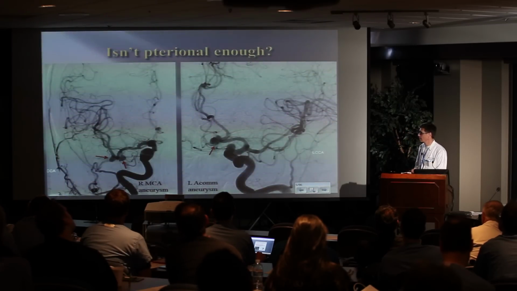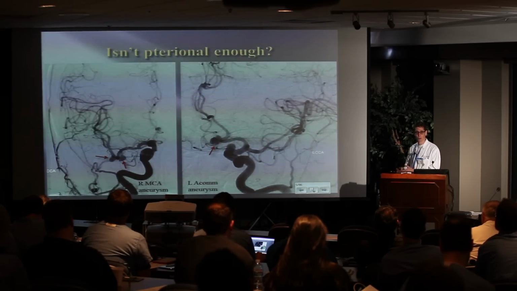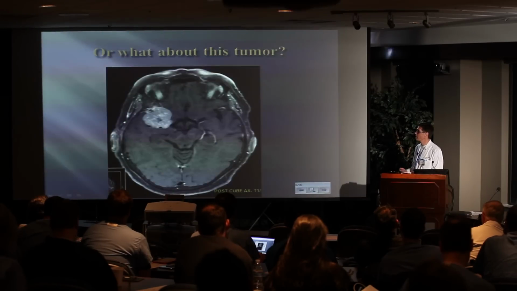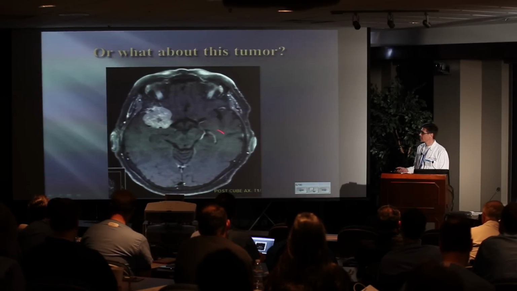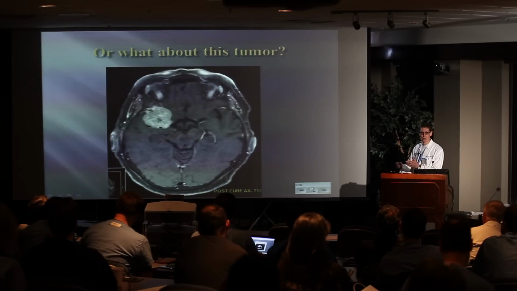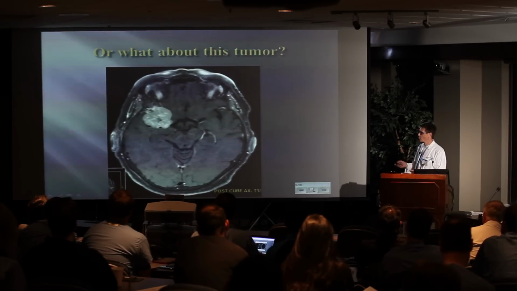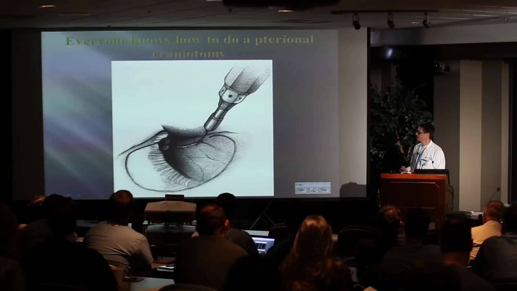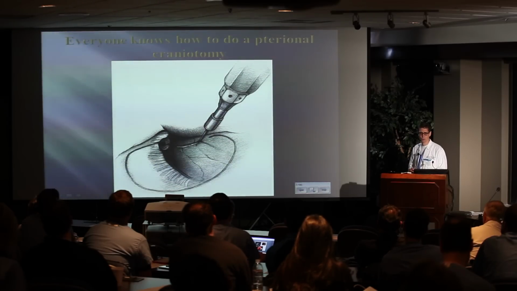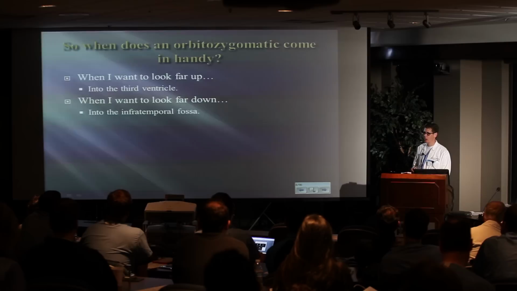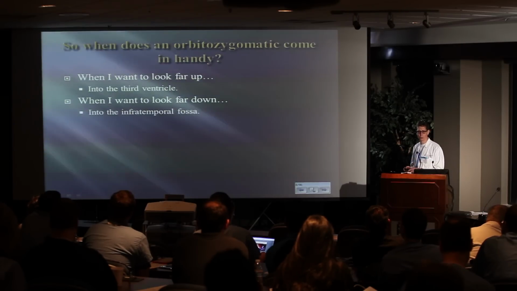It's a philosophy thing. I think the standard frontotemporal craniotomy works really well for most of the things we encounter in our day-to-day practices. For instance, this tumor, not a medial, not a lateral sphenoid wing, but I don't think you need to take off the orbital rim to take that tumor out. And of course, everybody knows how to do a pterional or a frontotemporal craniotomy, so we won't spend any time on that. But when do you do an orbitozygomatic?